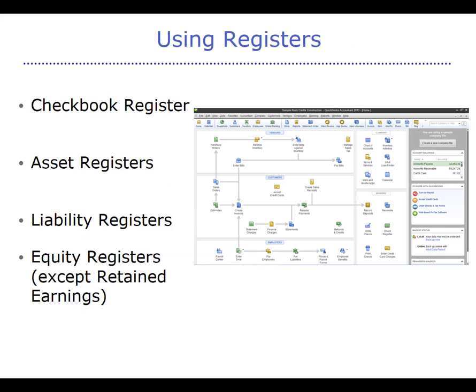Today again we are going to be looking at using registers in QuickBooks Desktop. I'm going to focus on four different types of registers that QuickBooks Desktop offers. There's your checkbook registers, your asset account registers, your liability account registers, and your equity account type registers. They all function in exactly the same way. The only difference is that your checkbook register has a green background, whereas your assets, other assets, liabilities, and equity registers have an orange or brown background.